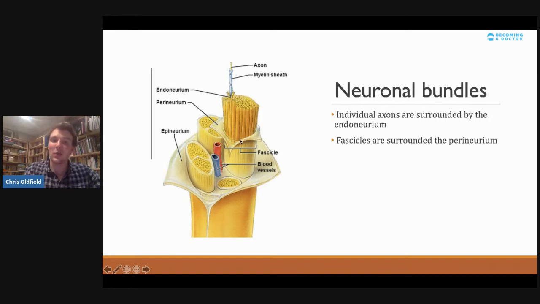And then finally, you have a few different fascicles along with some blood vessels, because remember that neurons are quite highly metabolically active cells. So they're going to need oxygen quite a lot to produce all of their neurotransmitters and things like that. So they need their own blood supply as well. And when all these fascicles are bundled together, that's surrounded by the epineurium or epineurial capsule. And that's what forms a nerve. So that's how you get from a single neuron, as it's packaged up, to a whole nerve.